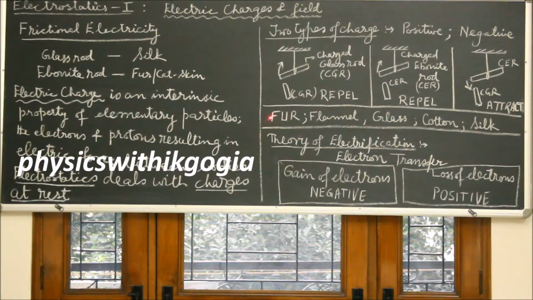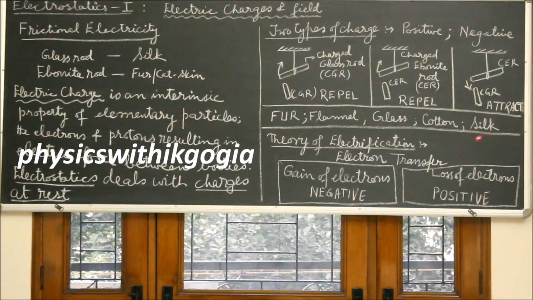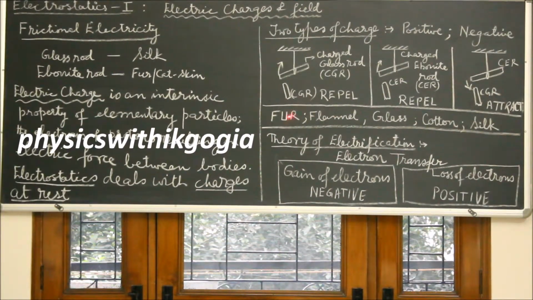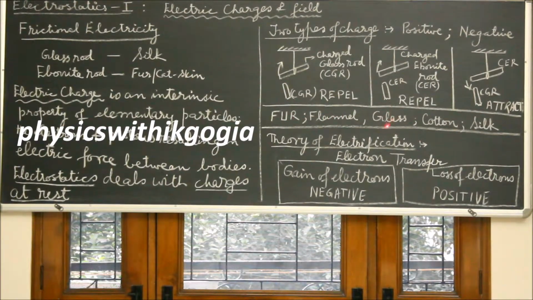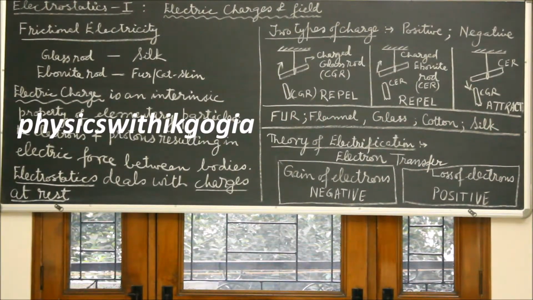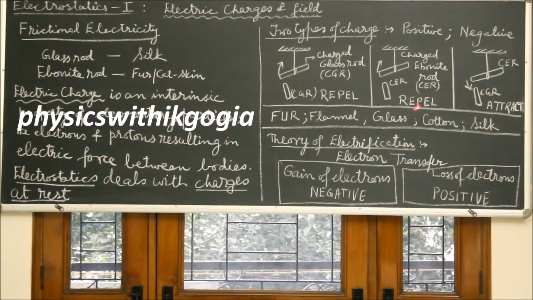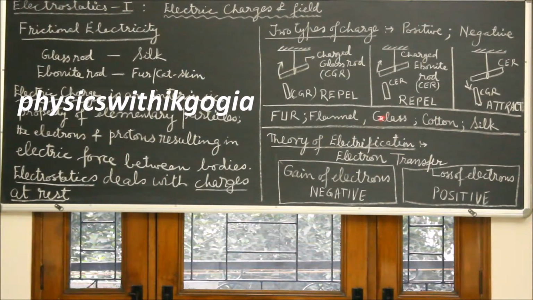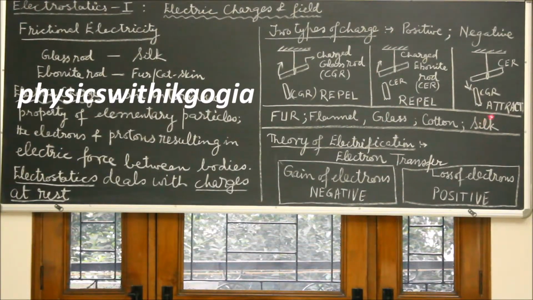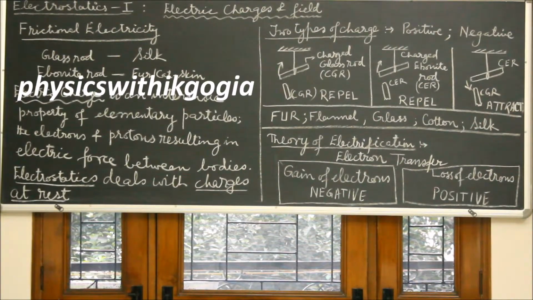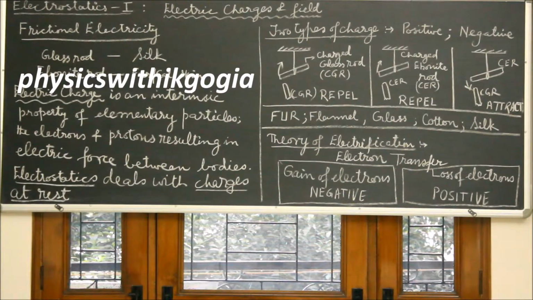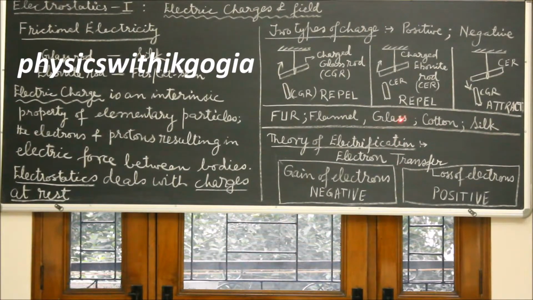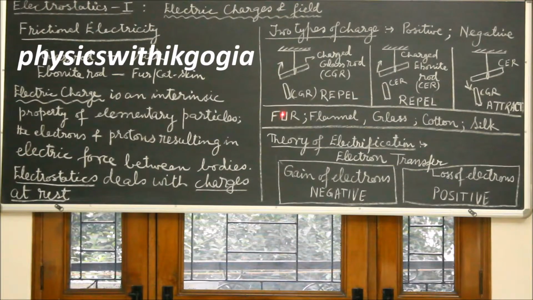Now, here is a list of certain objects, and this is an ordered list, that is fur, flannel, glass, cotton, silk. If you take any pair, the former when rubbed with the latter will acquire positive charge and the latter will acquire negative charge. So the same object may acquire positive or negative charge. Glass rubbed with silk will acquire positive charge, whereas glass rubbed with fur will acquire negative charge.